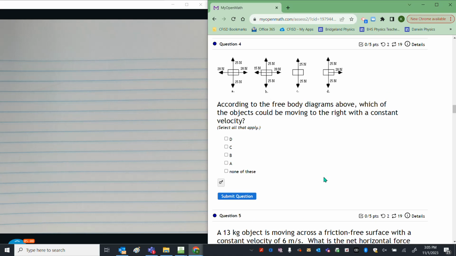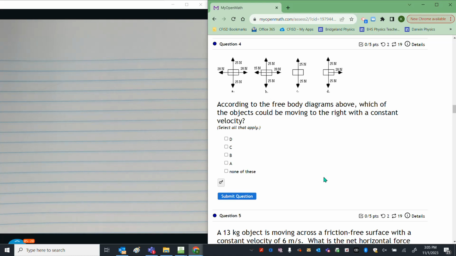The next question, number 4, says, according to the free body diagrams above, which of the objects could be moving to the right with a constant velocity? Again, any of these could be moving to the right. So let's start there. Okay, I cannot tell what direction an object is moving based on its free body diagram alone. I need more information than just arrows and numbers.